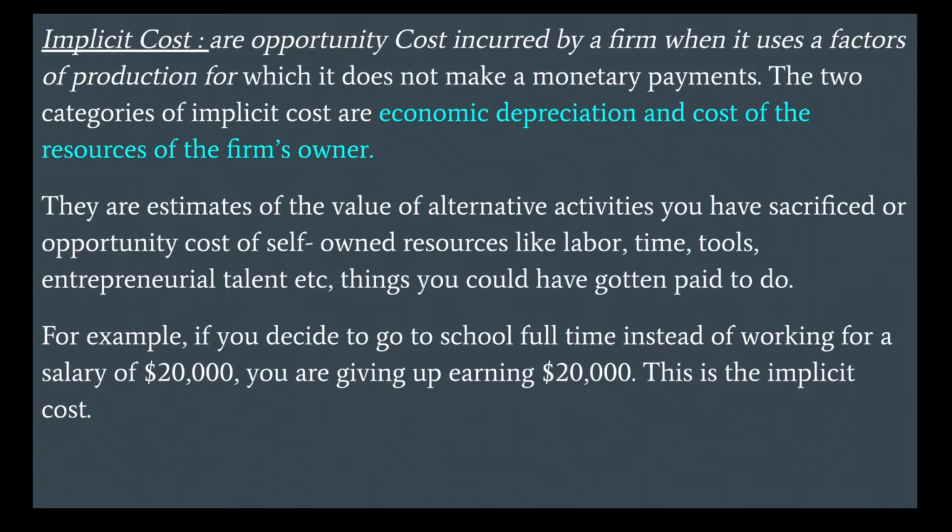These are estimates of the value of alternative activities you have sacrificed, or the opportunity cost of self-owned resources like labor, time, tools, entrepreneurial talent, etc. Things you could have gotten paid to do. For example, if you decide to go to school full-time instead of working for a salary of $20,000, you're giving up earning $20,000. This is the implicit cost.